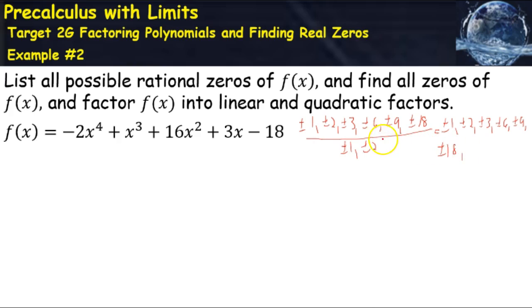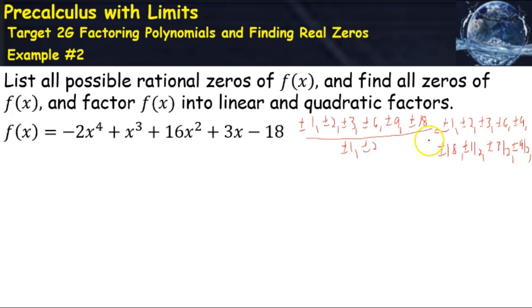So 1, 2, 3, 6, 9, 18. And then I have to look at all of these over 2. So 1 over 2 is a half, plus or minus 2 over 2, which is 1, plus or minus 3 over 2. We did plus or minus 1 over 2, plus or minus 2 over 2. 2 over 2, remember, is just the one that worked, that we already have. And then I have to do 3 over 2. Then 6 over 2, but 6 over 2 is just a plus or minus 3 that I already have. So then plus or minus 9 over 2. And then finally plus or minus 18 over 2, but that just gives me the 9 that I already tried.